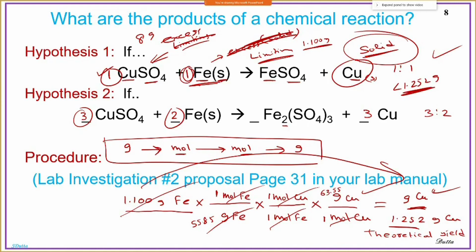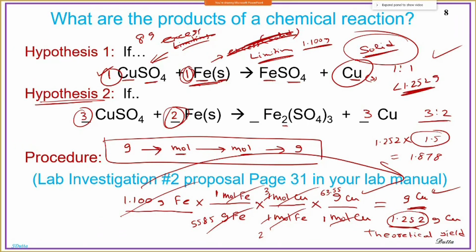Now if I use equation 2, hypothesis 2, everything should be the same, only the mole ratio is different. 2 moles iron reacts to make 3 moles of copper. And 3 by 2 means what? 3 by 2 means 1.5 times the moles. So I don't have to do all the calculation, I can multiply by 1.5. It's 1.252 times 1.5. I simplify here, but I will be happy to explain different ways. The answer is going to be 1.878.